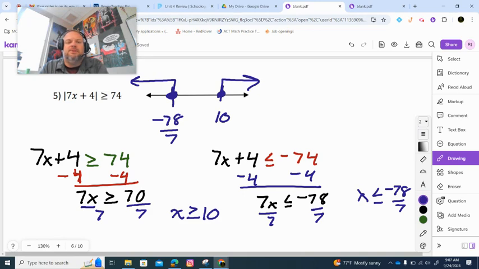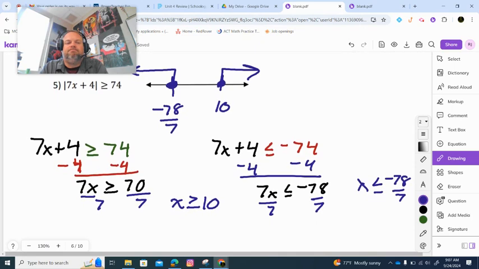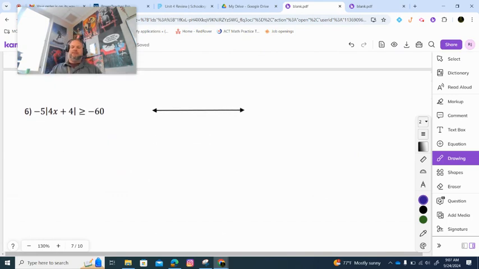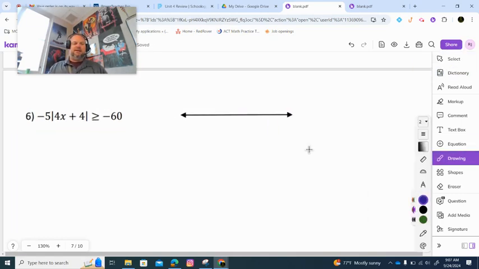All right, so that was number 5. Number 6. Make this a little bit bigger. It's not isolated. I actually divided by a negative, so I have to flip my sign.